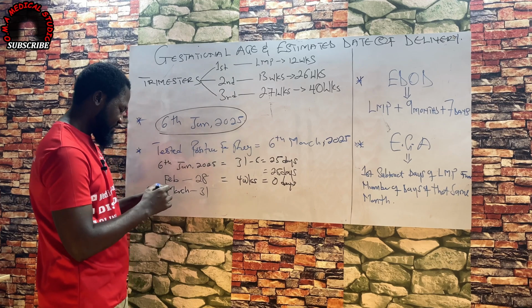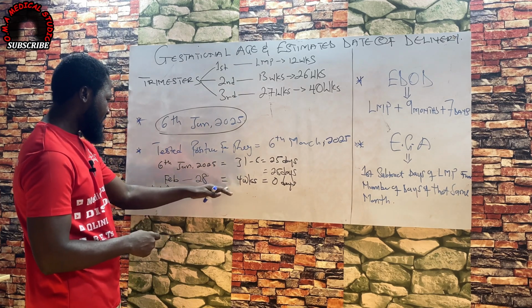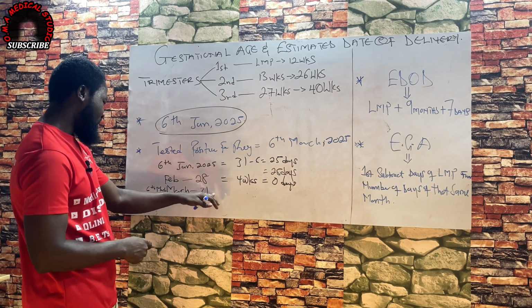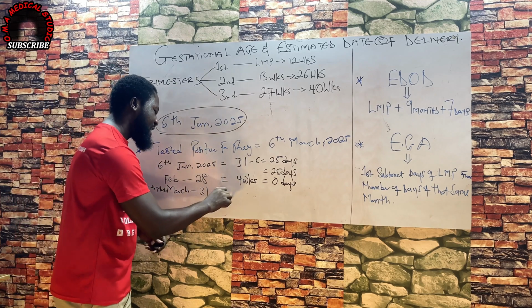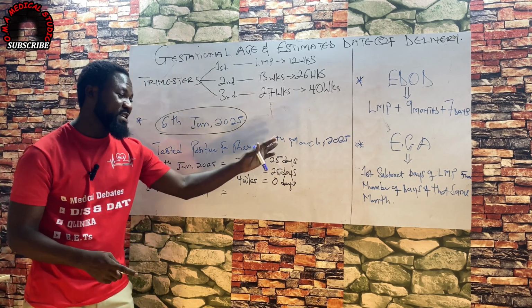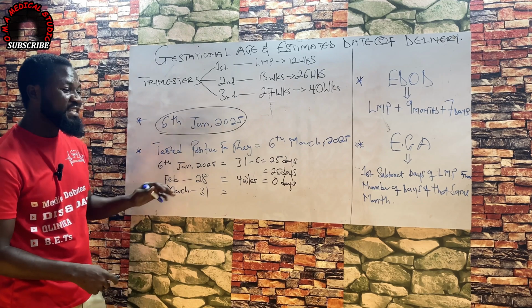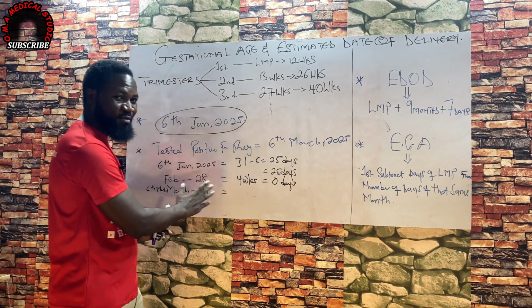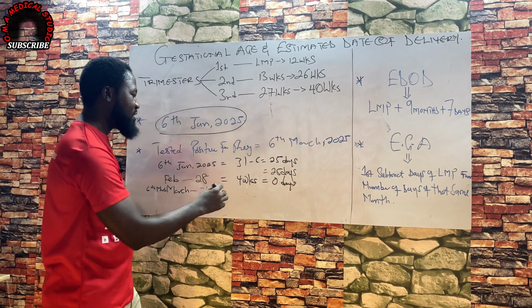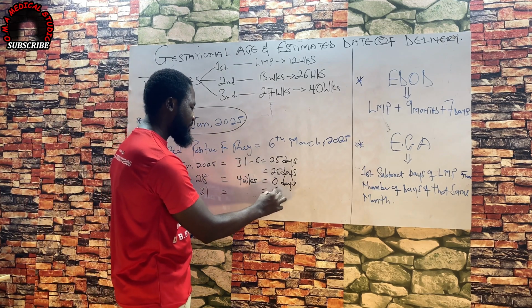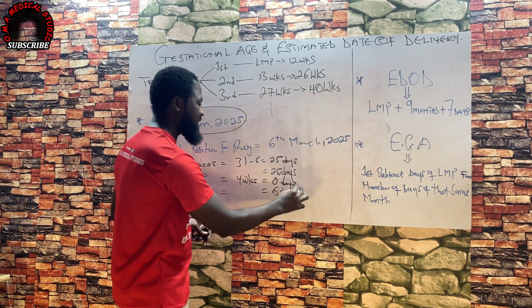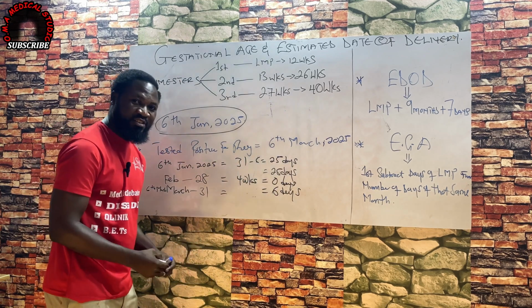Then March. How many days do you have in March? March is 31. But remember that you didn't wait till 31st March before you did the test. You did the test on the 6th of March. So you forget about the rest of the days in March and only count up to the 6th. Within the 6th day of March, 6 days, that was when you did the test.